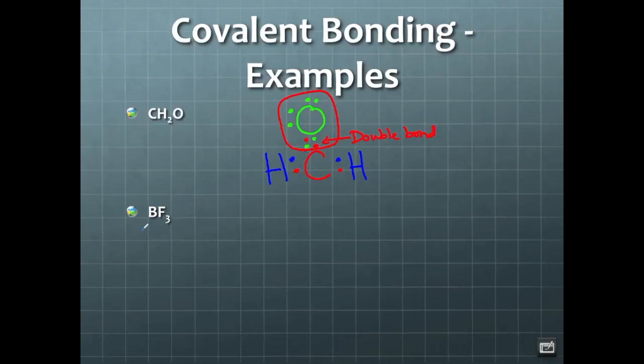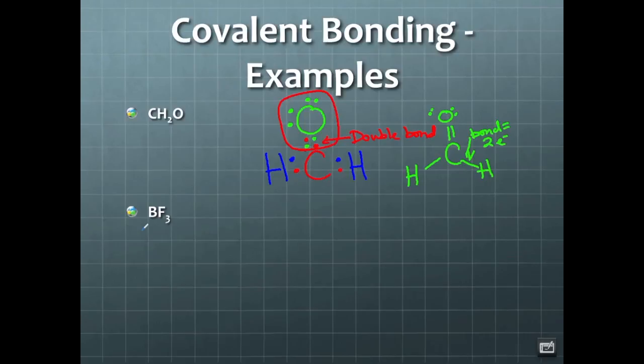This is kind of a good time to show, we can also redraw this so we're not showing all of our dots. We can actually draw this so that we just draw our bonds as lines. And so that would be C, double bond to oxygen, leave the lone pairs, bond to H, bond to H. And so each of these bonds equals 2 electrons. So remember that if you see it drawn the other way. You can also draw it that way.